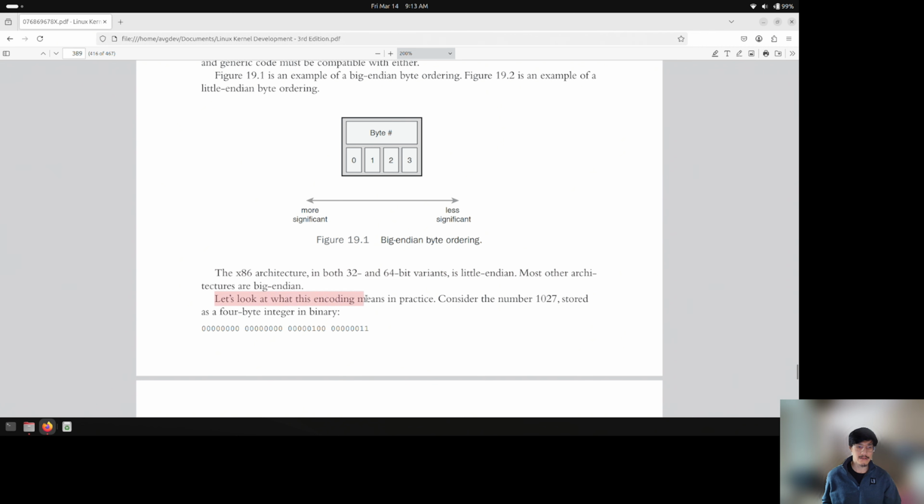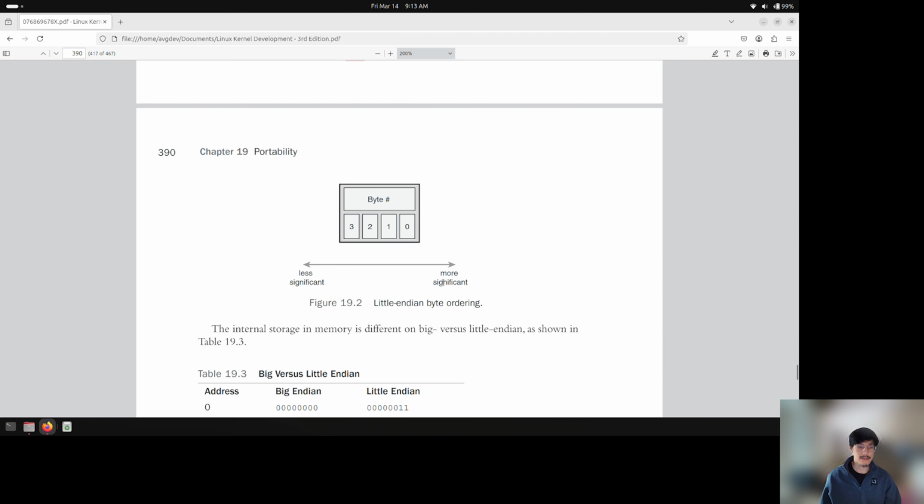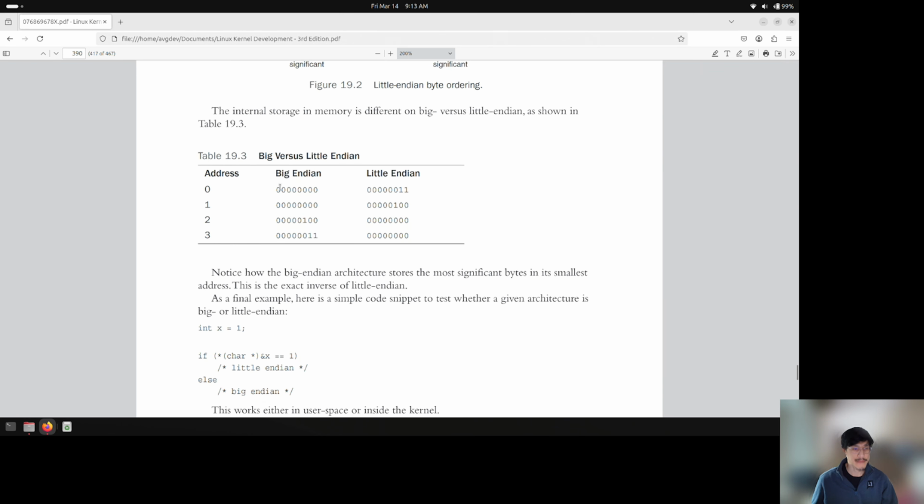Let's look at what this encoding means in practice. Consider the number 1027 stored as a 4-byte integer in binary. So this, and this. Okay? And then this is little endian, so you read it backwards. So here's the big endian, so you read it in that order. Versus little endian, you have to read basically the least significant first and then build it up slowly. So you're building the byte ordering from right to left. So notice how the big endian architecture stores the most significant bytes in its smallest address. This is the exact inverse of little endian.